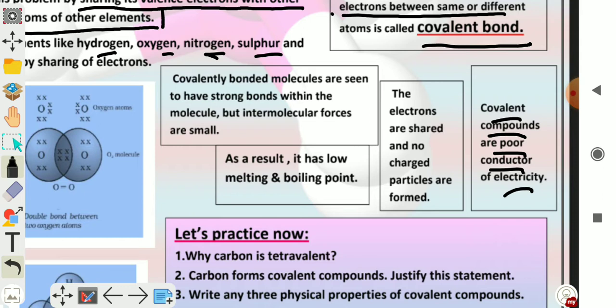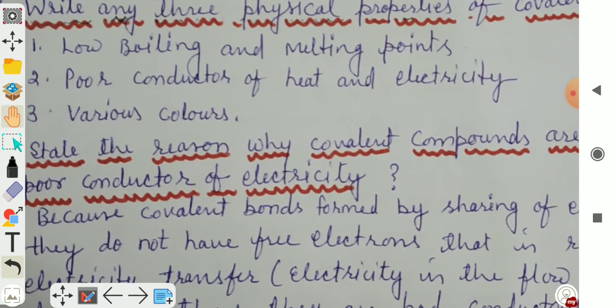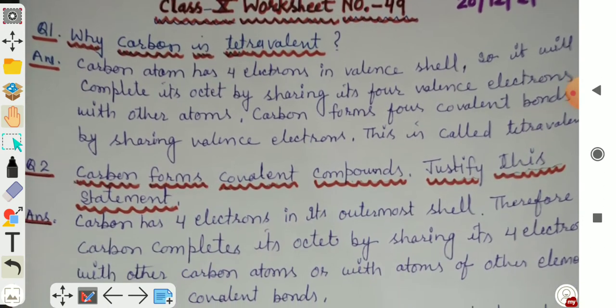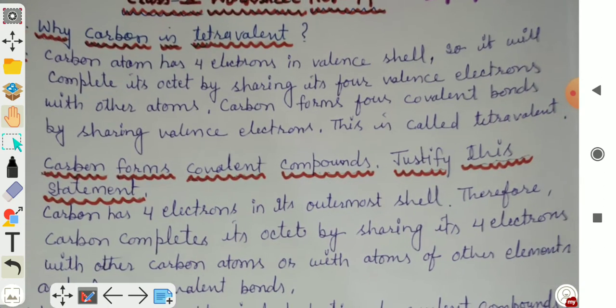Now we will practice question answer. Why is carbon tetravalent? Carbon atom has 4 electrons in its valency shell, so it will complete its octet by sharing its 4 valency electrons with other atoms. Carbon forms 4 covalent bonds by sharing valency electrons, and this is called tetravalent.